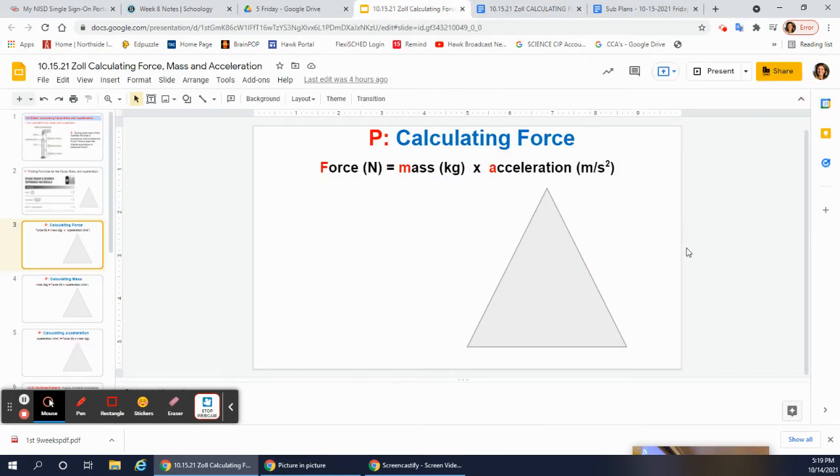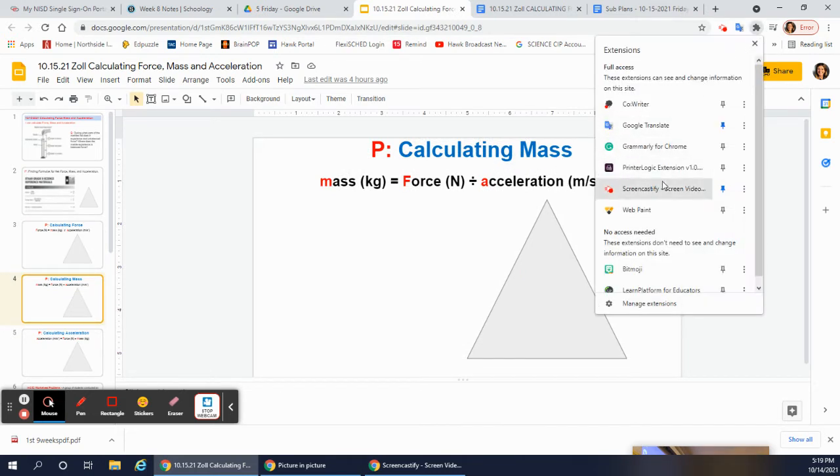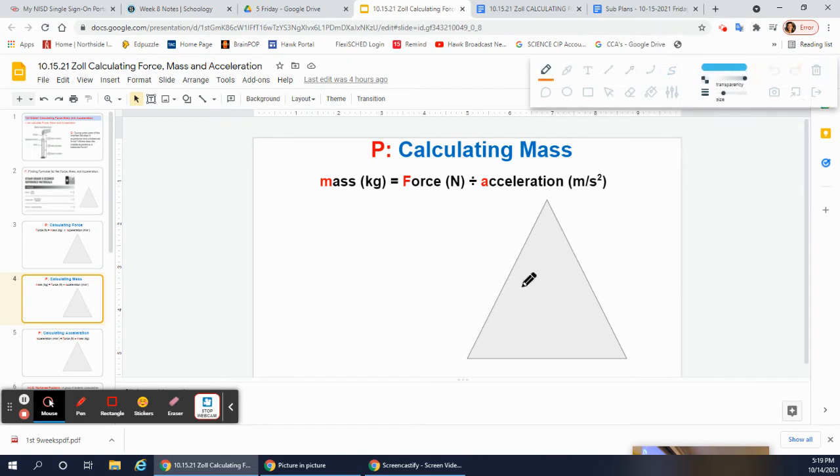I'll clear my slide. Now we're going to calculate mass. I'm going to do the same thing. Next to your triangle at the top of your paper, you always want to write that given formula, which is on your slide there. So if you can rewrite it, that would be great. Again, that's what you're given, but this time we want to calculate mass, so we need a formula for mass.